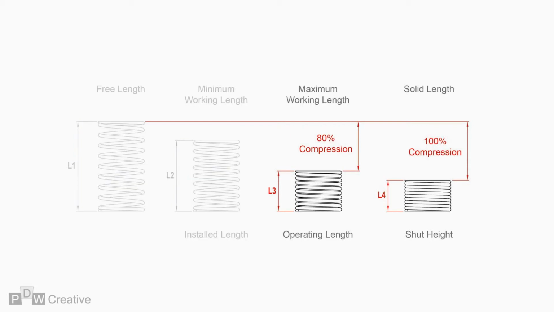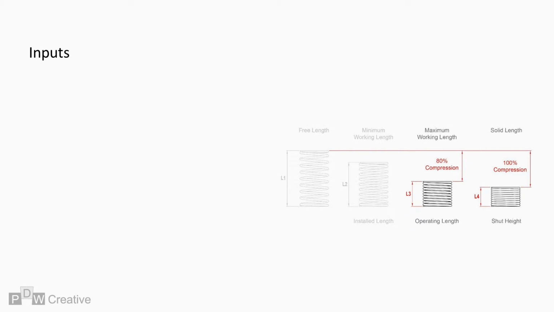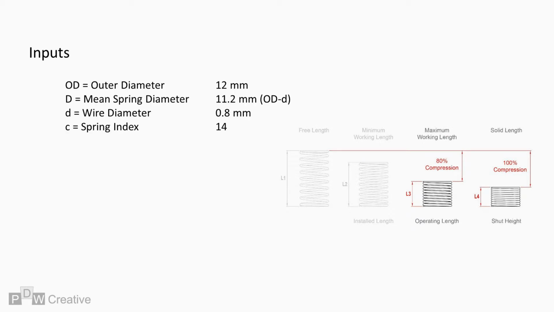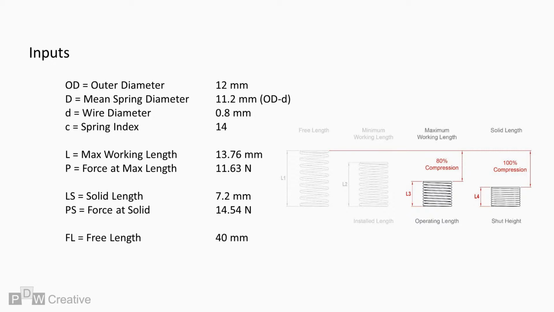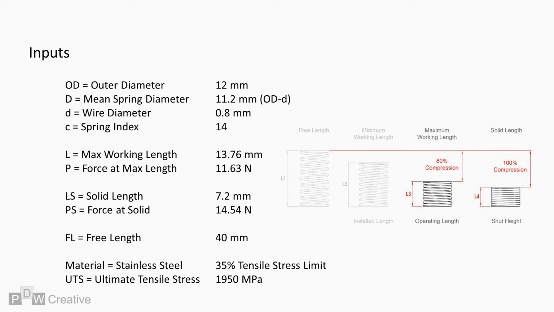Okay, so first we need some inputs. So let's define our diameters and spring index. Next, we need a solid and max working lengths, solid and max length force, and free length. And finally, we need the material. Stainless steel with a tensile stress limit of 35% and a UTS, or ultimate tensile strength, of 1950 megapascals.